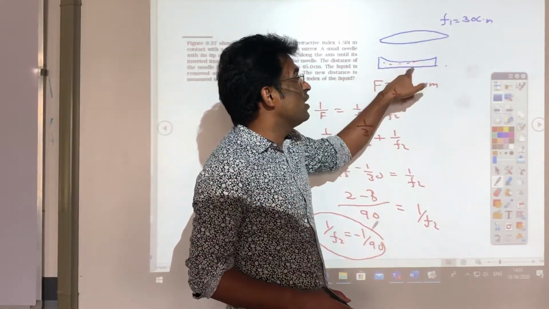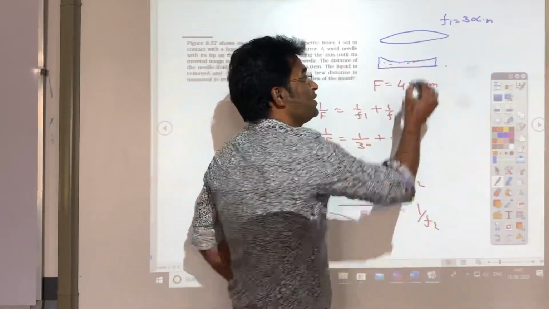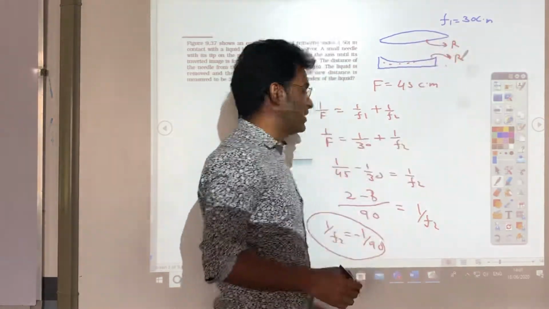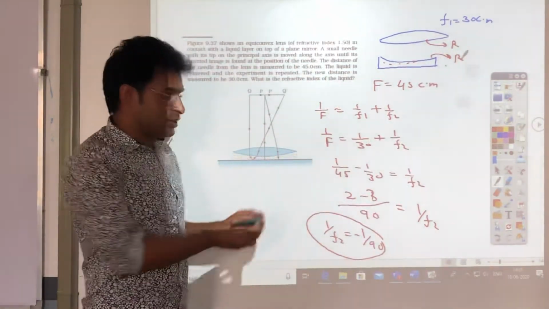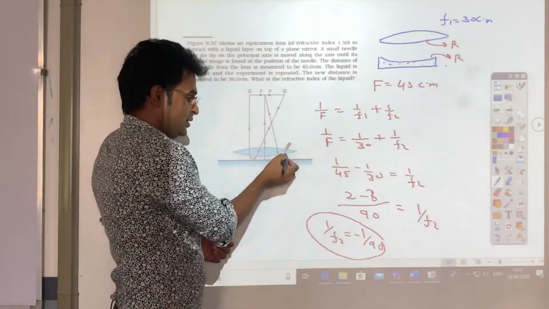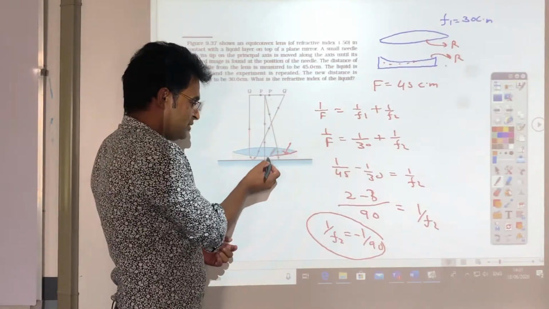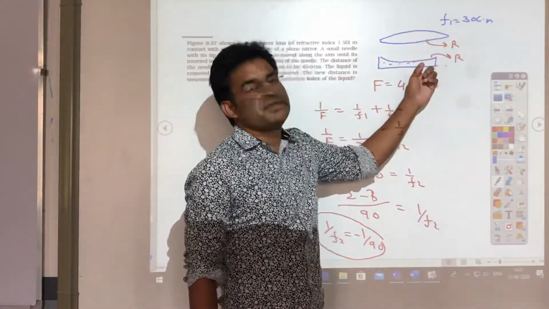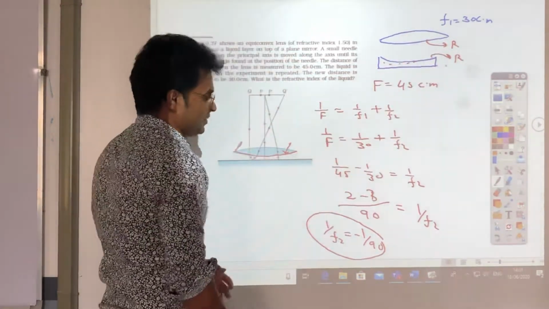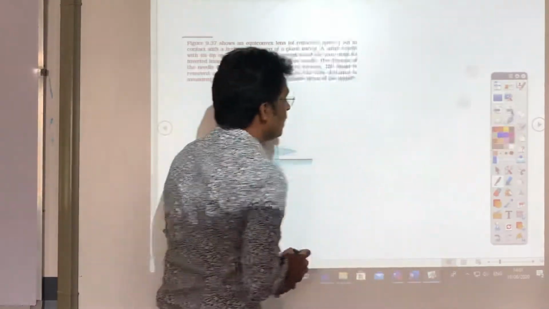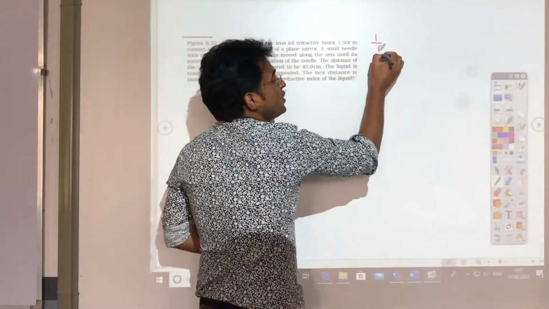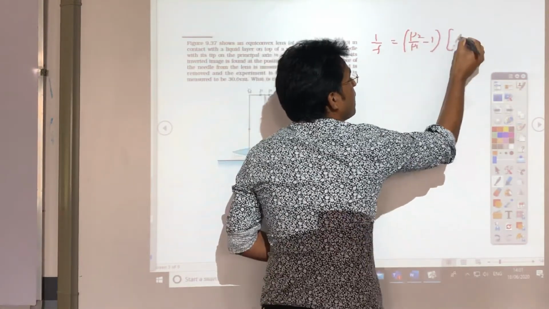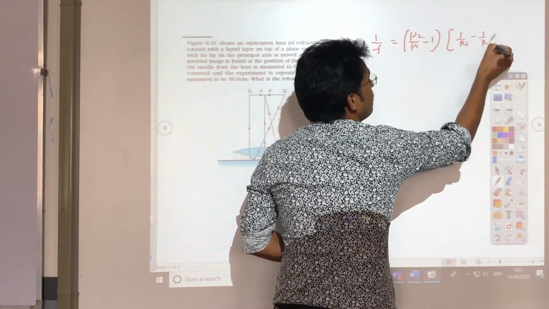First we need to find the radius of this one. Whatever radius for this lens, the same radius for the liquid lens as well, because they are adjacent, they are in contact. So I'll find the radius of this lens, and the same radius will be there for the liquid lens. For that, 1 by f is equal to mu2 by mu1 minus 1, times 1 by r1 minus 1 by r2.